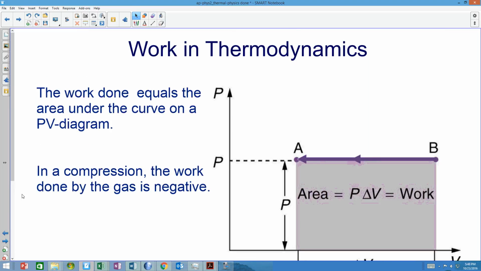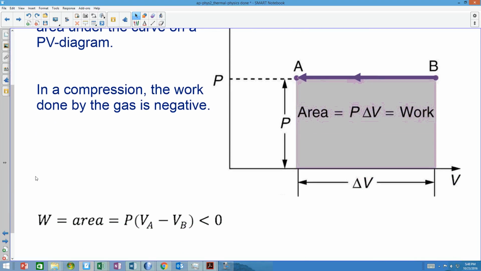The work done equals the area under the curve on the PV diagram. In a compression, the work done by the gas is negative. Notice the arrow goes from volume B to volume A. So we take the change in volume, the volume at A minus the volume at B. Well, that's going to give us a negative number because the volume at A is less than the volume at B. Therefore, multiplying that by the pressure gives us a number less than 0, which means that the work done by the gas is going to be negative during a compression.